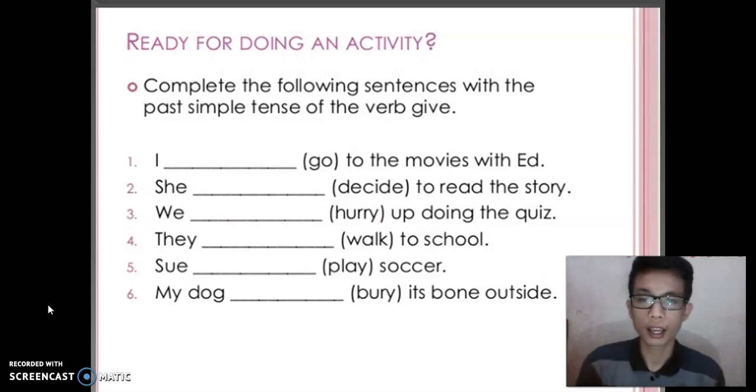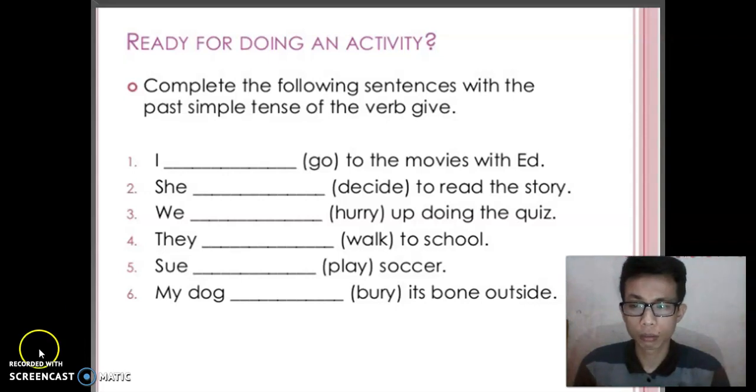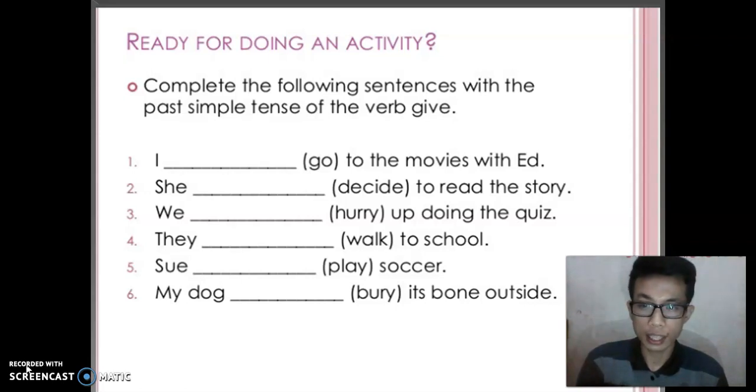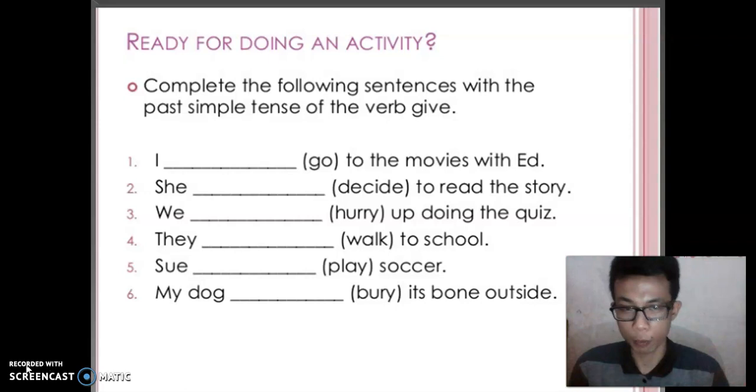From the first, verb go. In verb 2 or simple past, we must change it, it is an irregular verb. So go changes to went. So the complete sentence is: I went to the movies with Ed. Ed means the name of someone.